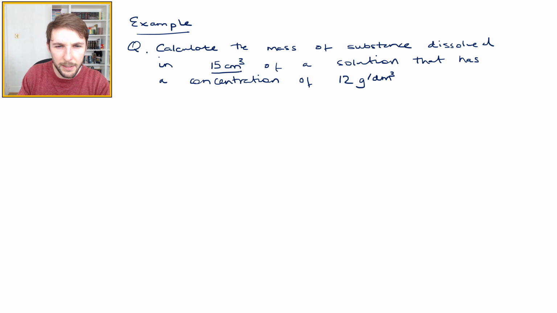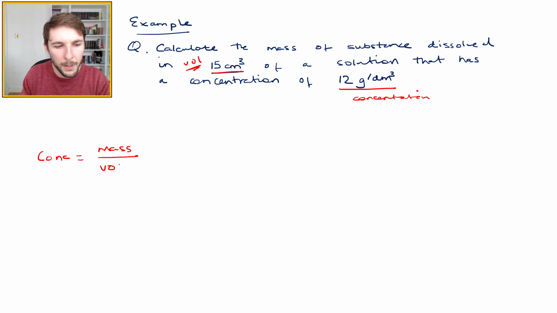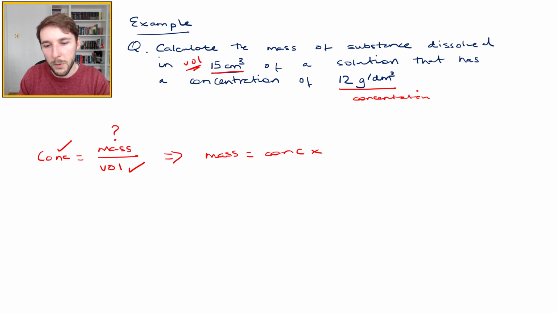So the first thing to note is that this here is a volume, and this over here is a concentration. Now, earlier we looked at the equation as concentration equals mass divided by volume. So in this one, because we've already got the volume and the concentration, we're going to have to calculate that mass. Rearranging this equation, mass is equal to concentration times volume.